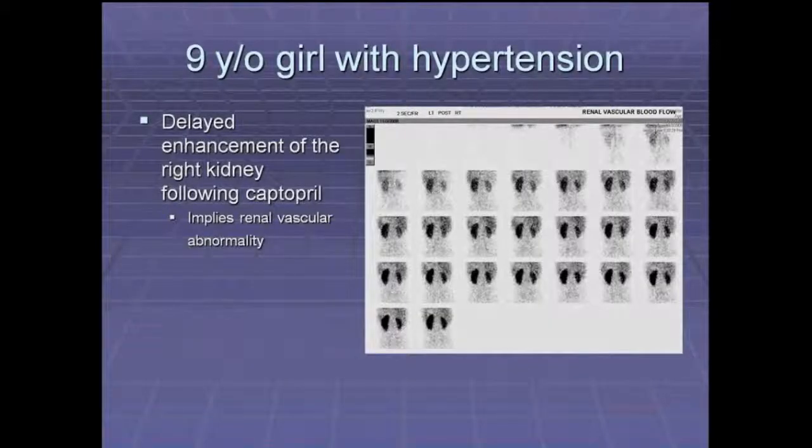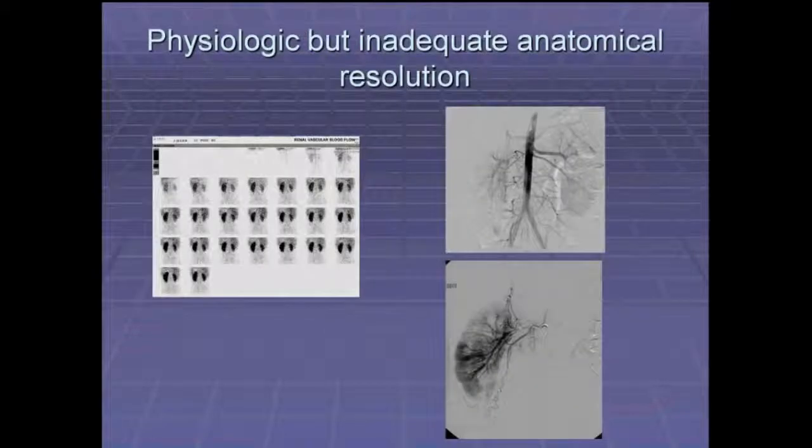Here's another girl, 9-year-old girl with hypertension. Notice, clearly delayed enhancement. Wow, right? Implies renal vascular abnormalities. So in this case, I saw this. I didn't even bother doing any other imaging tests. I feel like a fool because I was like, man, this is renal artery stenosis. Girl's got hypertension, delayed enhancement. Boom, let's do the angiogram.